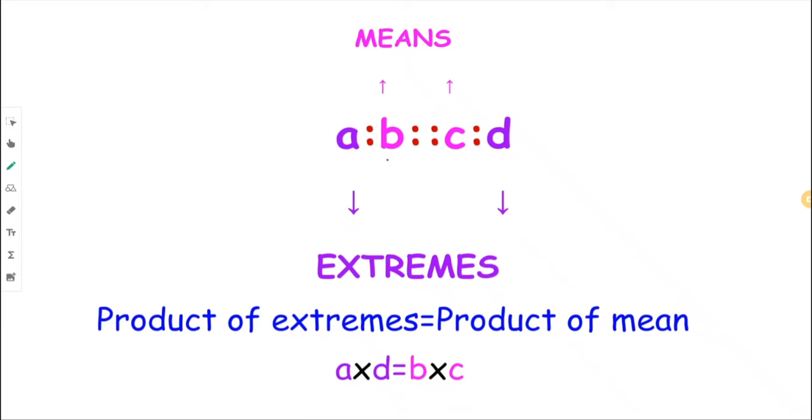Means, what does that mean? These two, right? The ones that are in the middle are known as means, and the first and the last, A and D, are known as extremes. Okay, so this is the formula that I want you to remember.